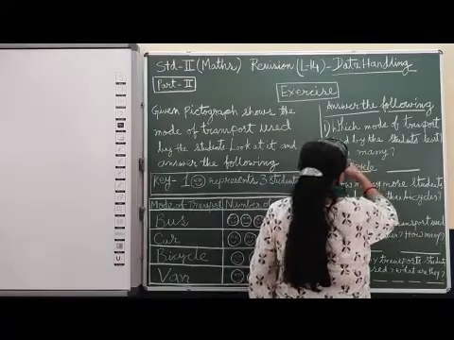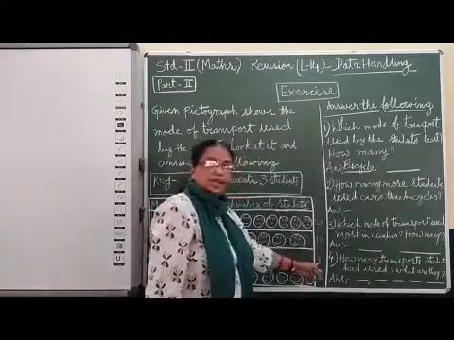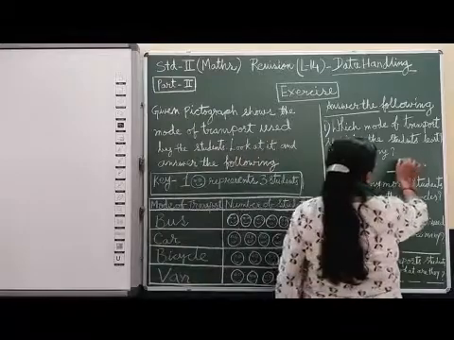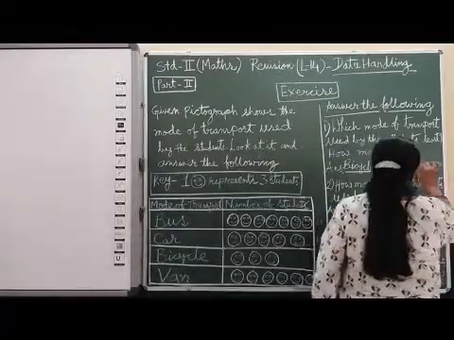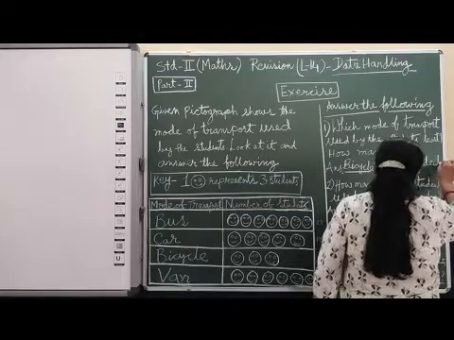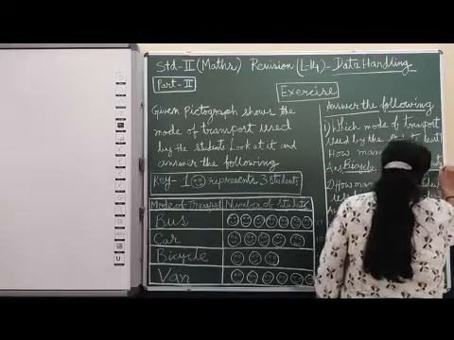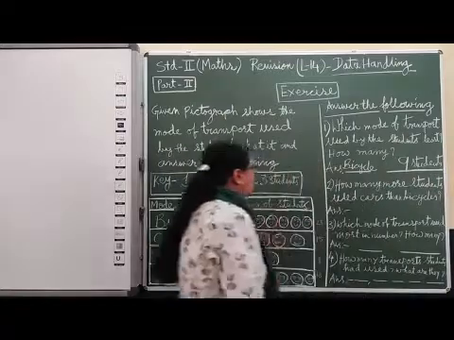How many? That is also given. 9. The total number of students using bicycle is 9 students. Okay. Right here, 9 students. This way we have to find. Now take the second one.